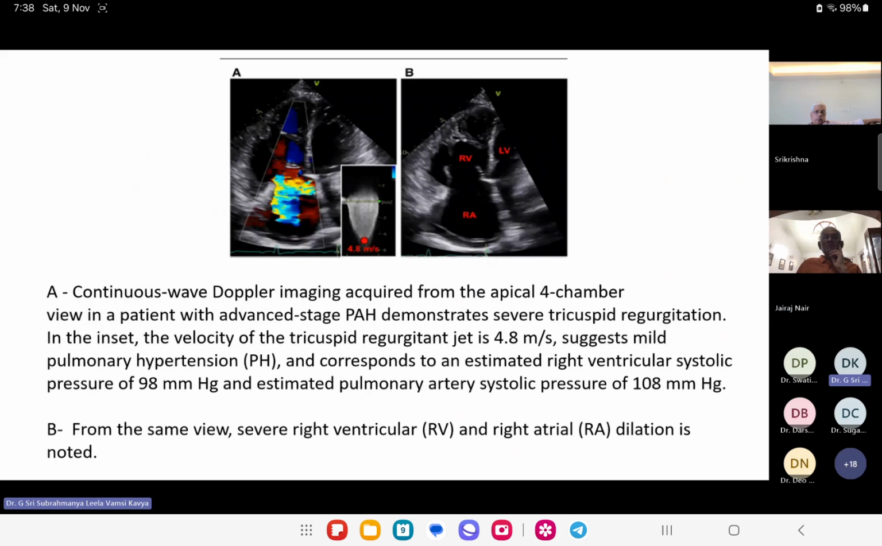The first image depicts a continuous wave Doppler image acquired from an apical 4-chamber view in a patient with advanced stage PAH demonstrating severe tricuspid regurgitation. In the inset, the velocity of the tricuspid regurgitant jet is 4.8 meters per second, which suggests severe pulmonary hypertension and corresponds to an estimated right ventricular systolic pressure of 98 mmHg and estimated pulmonary artery systolic pressure of 108 mmHg. The second picture is a four-chamber view depicting severe right ventricular and right atrial dilatation.